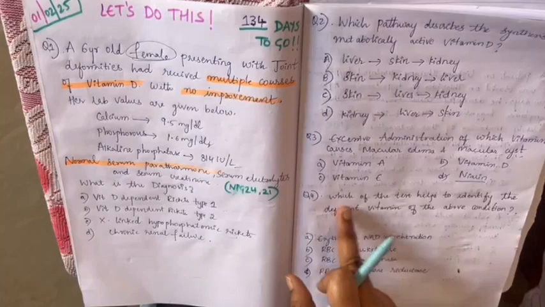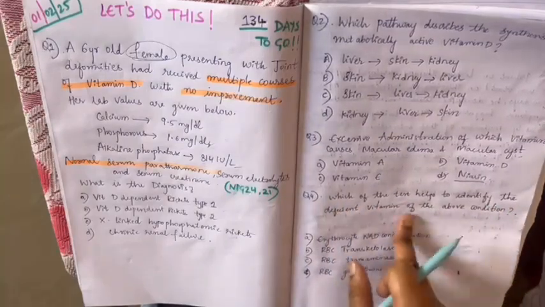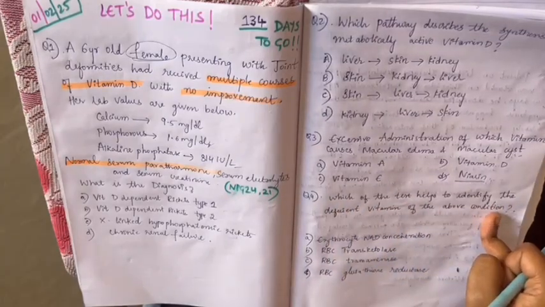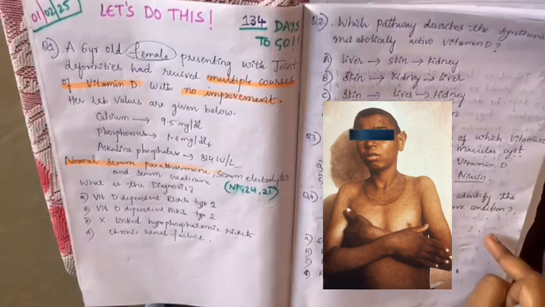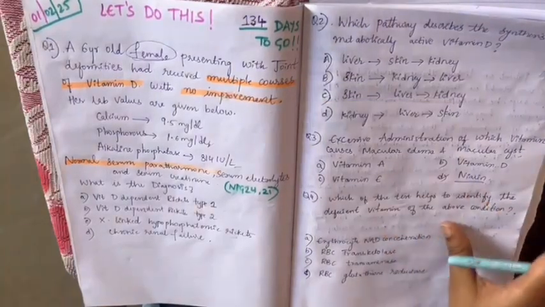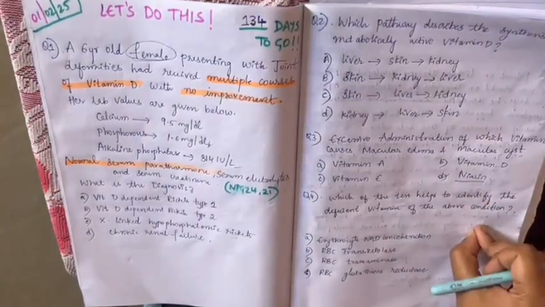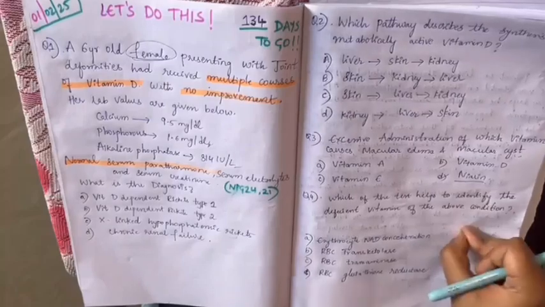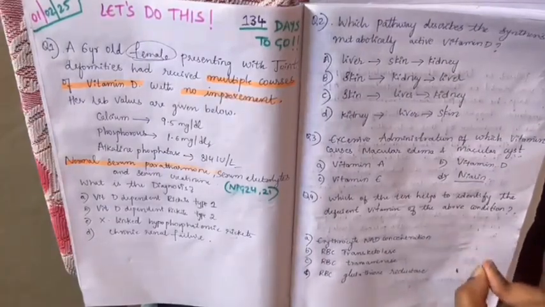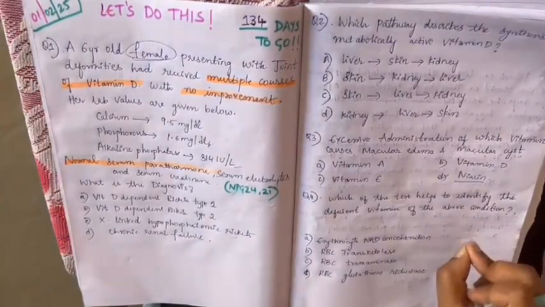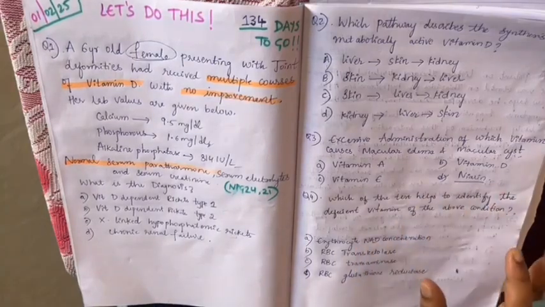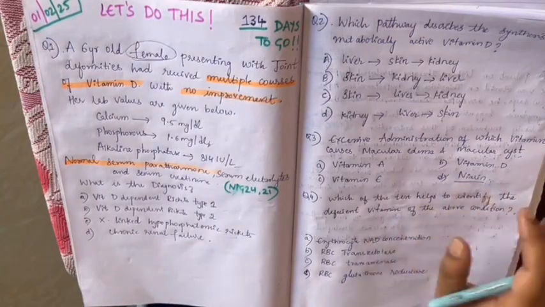After reading this question, which of the tests helps to identify the deficient vitamin of the above condition? So I have added the image over there. Casal's necklace. We know Casal's necklace. We know the deficient vitamin is niacin. We know that it causes pellagra. We know that it causes diarrhea, dementia, death. The 4 Ds, everything related to niacin, we already know it very perfectly.